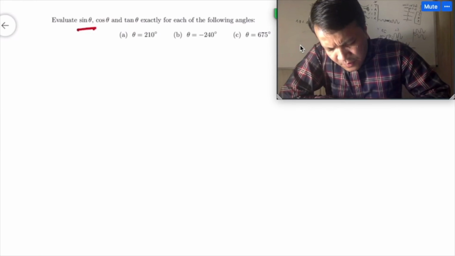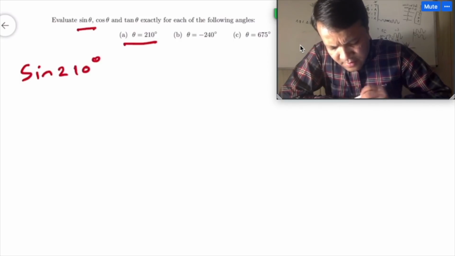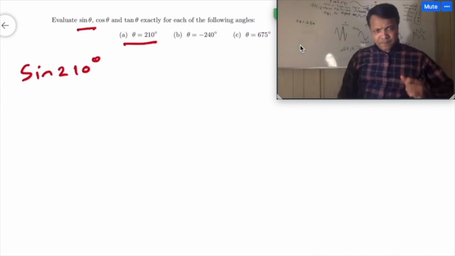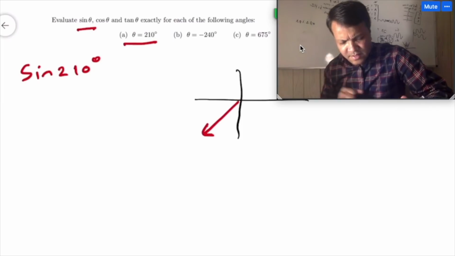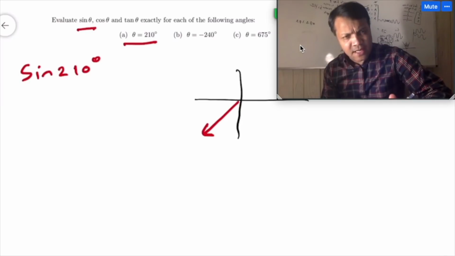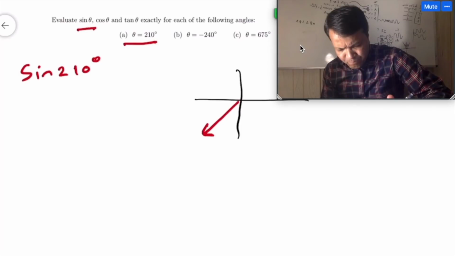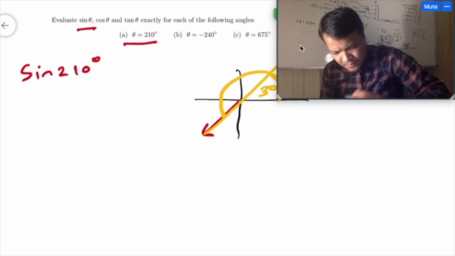Now find sine theta, cosine theta, and tangent theta exactly for each of the following angles. So let's first find sine 210 degrees. What do we know about sine 210 degrees? Let's see what quadrant it falls in. Sine 210 falls in the third quadrant. That means 210 minus 180 would be 30 degrees. So this one is 30 degrees and this one is 210 degrees.